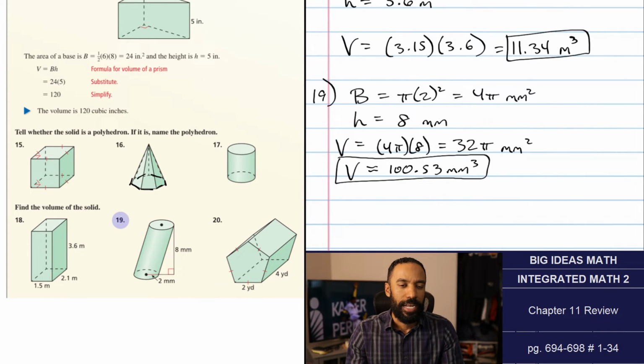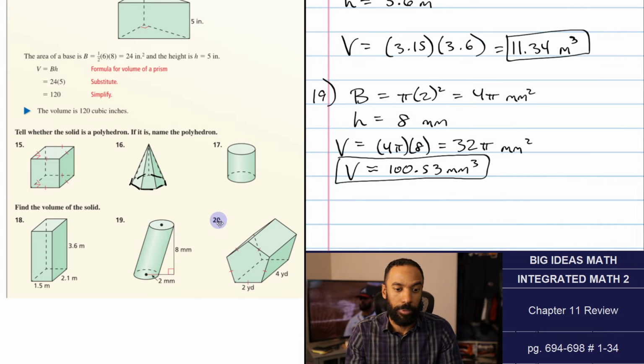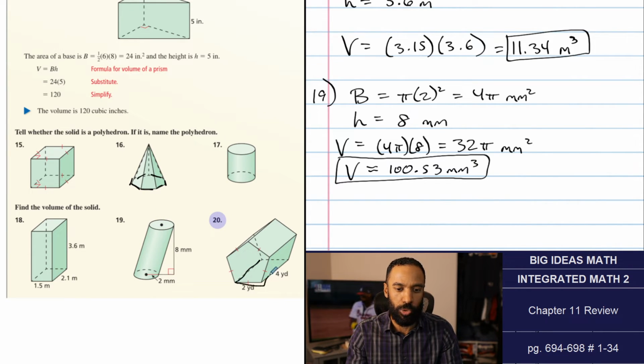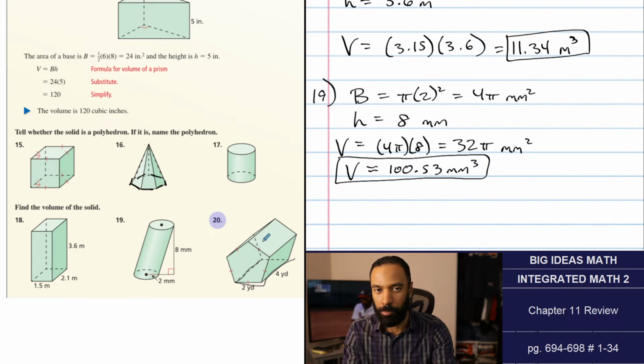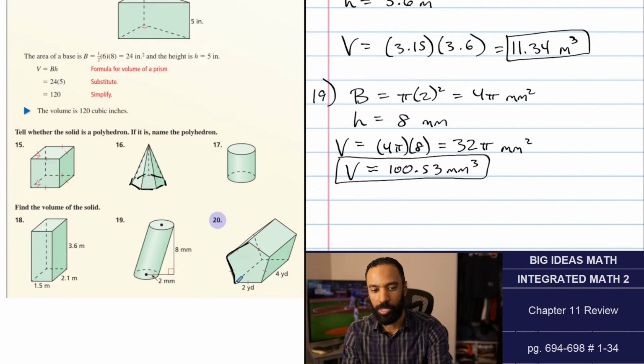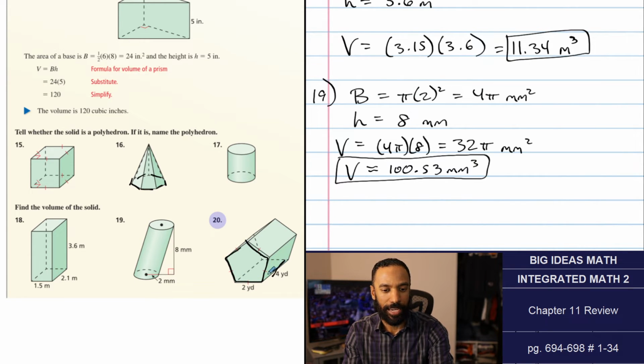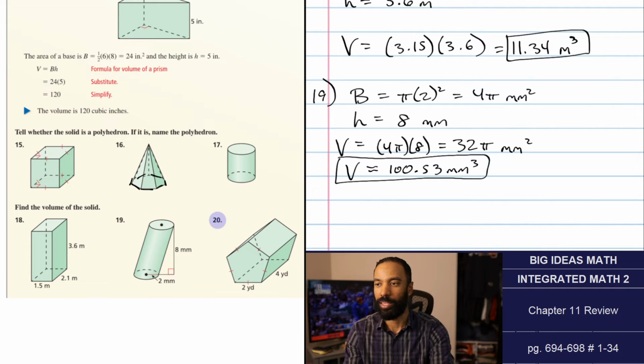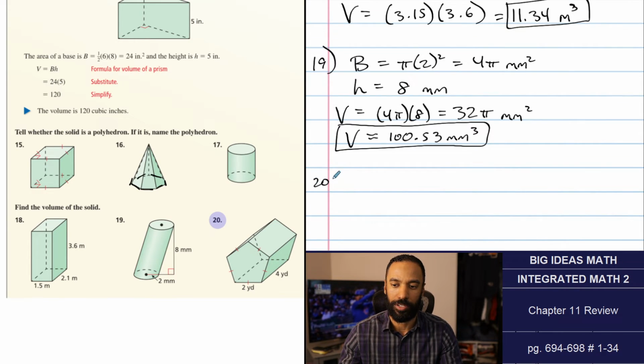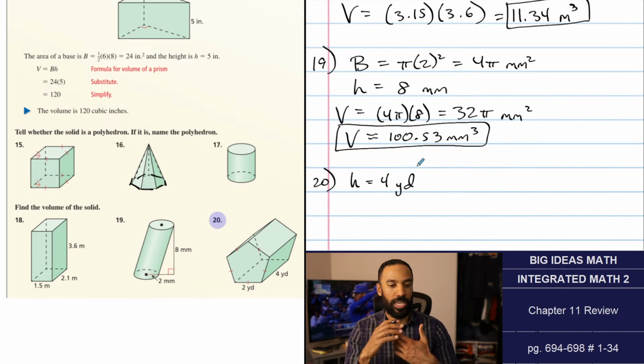And then number 20. Now, number 20 is what I would call a toppled over prism. The base is not this bottom. We don't say, oh, area of base is 2 by 4. That's not how it works. The bases are the unique shapes. In these cases, the pentagons. This is a pentagonal prism. Therefore, this is the base. We'll find its area. The height of this thing, number 20, is 4 yards. Don't forget that. Now, the area of the base is going to take a little bit of work.